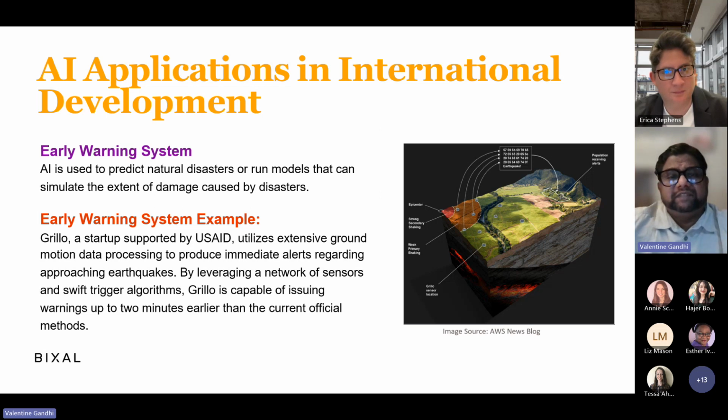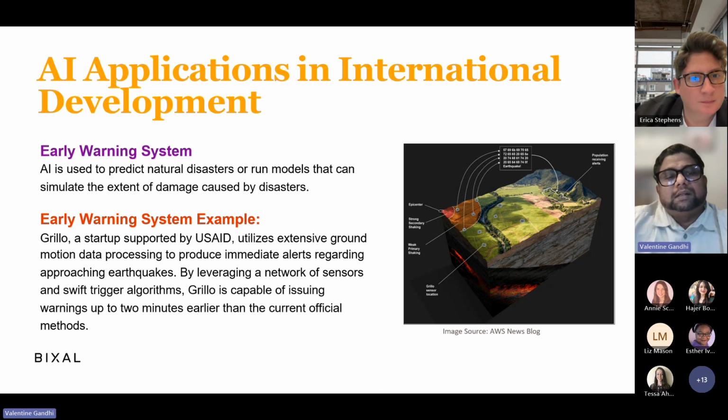USAID used to have the DIV, or Development Innovations Ventures. It's a fund that they used to give for startups, which was hugely popular. And Grio was supported by that, one of the earliest AI systems that USAID supported. So it's in the city of, I think it's pronounced Oaxaca, where they use AI to predict natural disasters and so on. You can say this is not impossible without AI, it is possible.